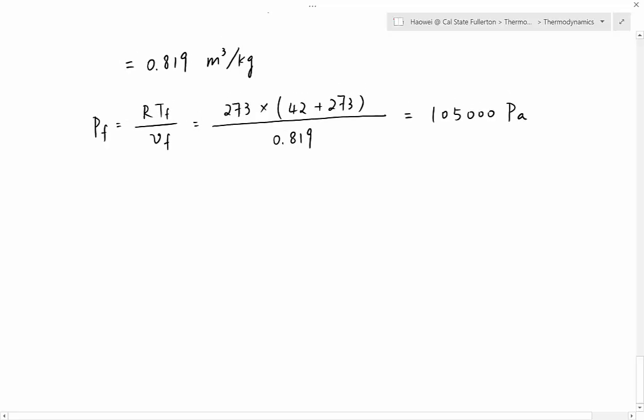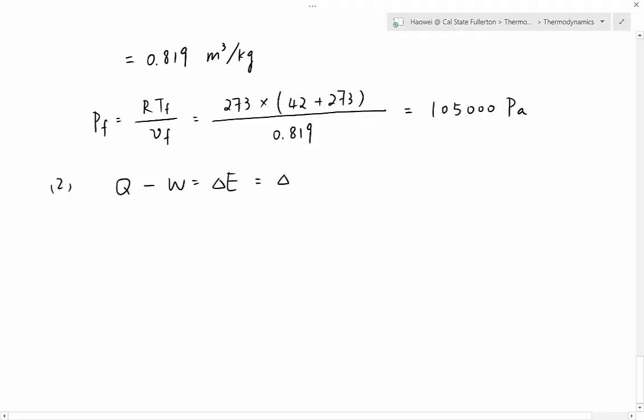Okay, so now we look for part 2, heat transfer. And like we said, we're going to use first law. Q minus W equal to delta E. Q is heat transfer, W is work, and delta E is the change of total energy. Just like before, delta E has three components. They are delta KE, delta PE, and delta U: kinetic energy, potential energy, and internal energy. Okay, let's take a look. Is there any term that we can cancel?